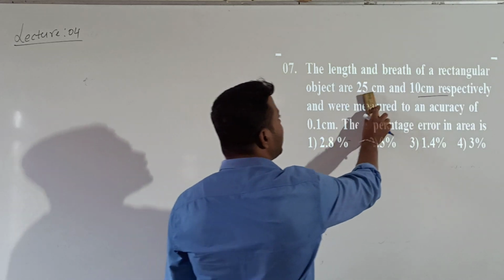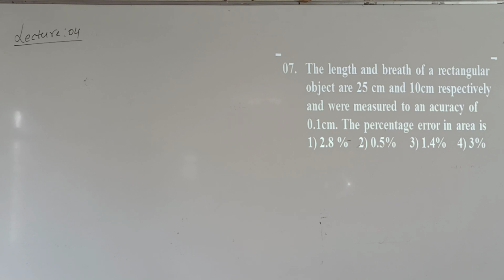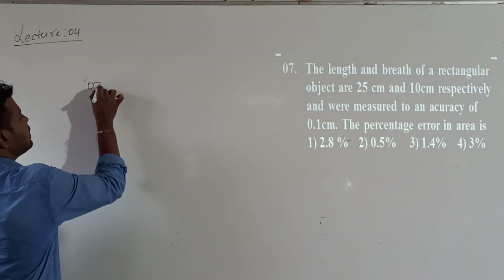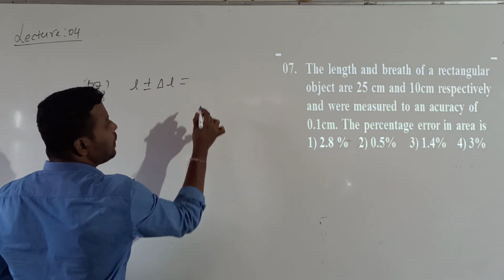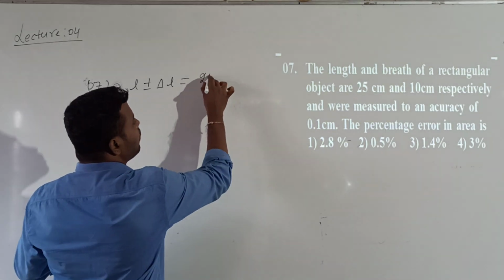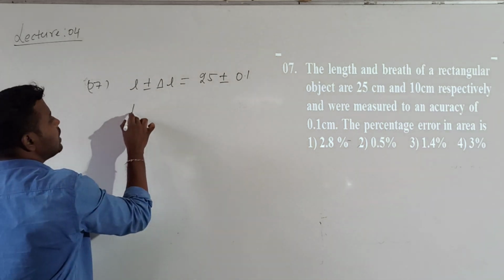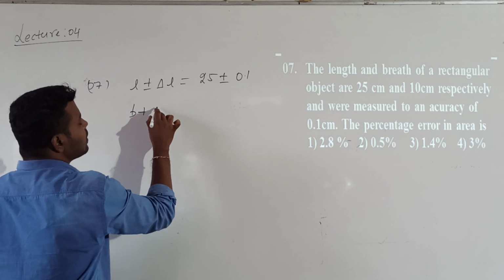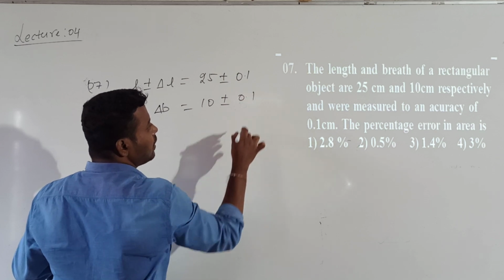The length and breadth of a rectangular object are 25 centimeters and 10 centimeters respectively, with accuracy 0.1. What is the percentage error in the area? Here, length L plus or minus delta L is 25 plus or minus 0.1, the error. Similarly, breadth B plus or minus delta B is 10 plus or minus 0.1.